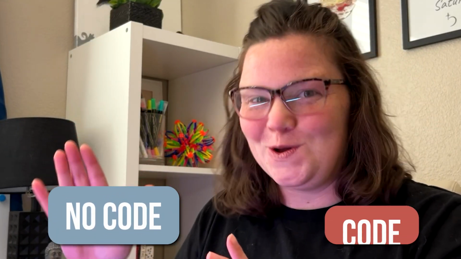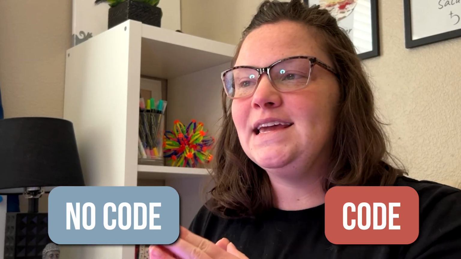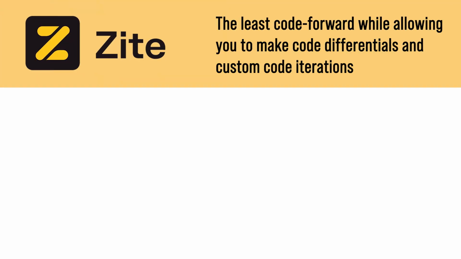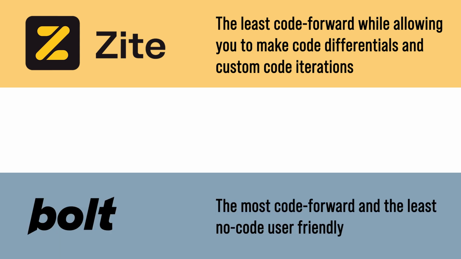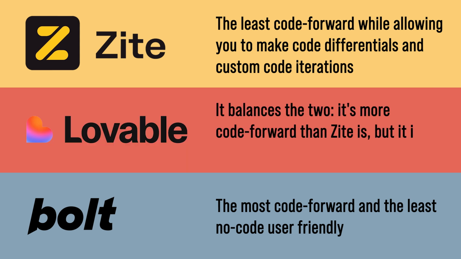Once you submit that first prompt and have it start to build, here's where Zite really goes above and beyond. We're going to look later at platforms like Lovable and Bolt. On the trajectory of no code to code that I see amongst those three products, Zite is the least code forward while still allowing you to make code differentials and your own custom code iterations. Bolt is the most code forward and the least no-code user friendly. And Lovable sits in the middle where it balances the two. It's more code forward than Zite, but less code forward than Bolt.